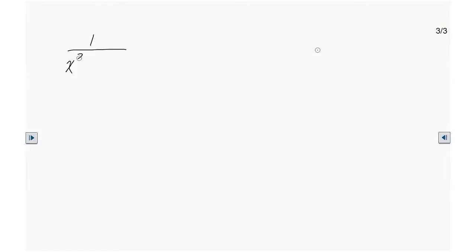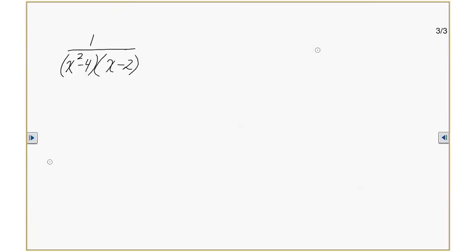Well, before I do nonlinear, let's do repeating. 1 over x squared minus 4 times x minus 2. Okay, before I do it, I want you to write that out. I want you to use your shortcuts, which you shouldn't have forgotten, because we've been using them all semester. And write that out.